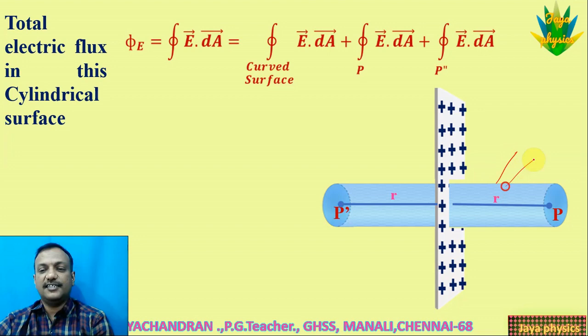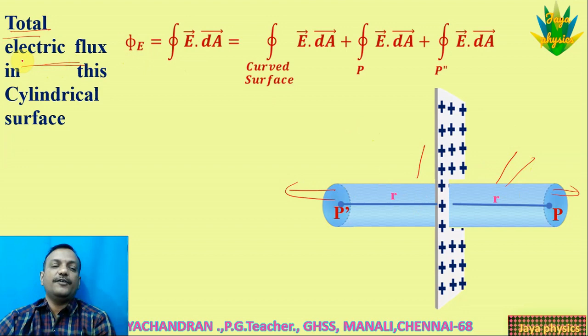In the cylinder, there is a flux. In the capsule, there is a flux. In the curved surface, how much is the flux? So, what is the total flux? When I am going to tell the total flux, I introduce the symbol phi e. What is the formula for phi e? Surface integral E vector dot dA vector.